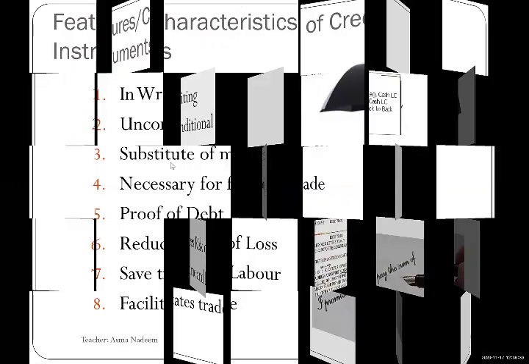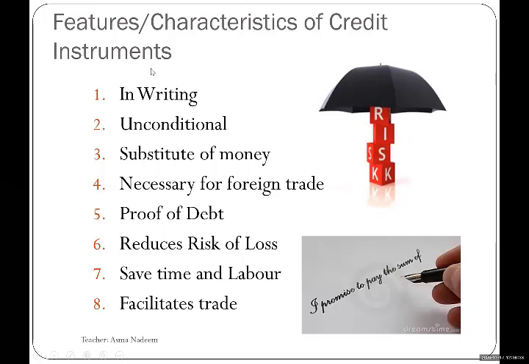Okay, now we are going to end over here. Inshallah, in the next class, we are going to study the features of credit instruments. That credit instruments are always in writing. They must be unconditional. They are the substitute of money. Without credit instruments, foreign trade is not possible. It is a proof of debt, and it reduces the risk of loss, because when we use money, money can be stolen, money can be lost. But when we use credit instruments in the business world, it reduces the risk.